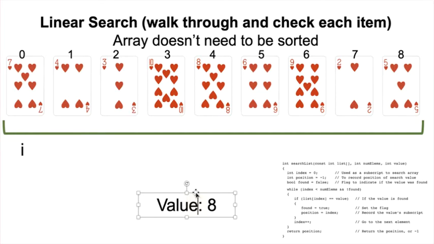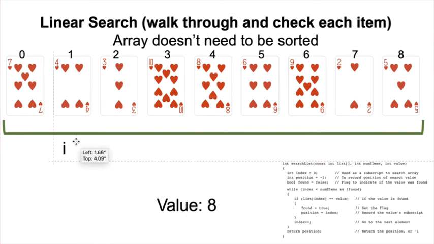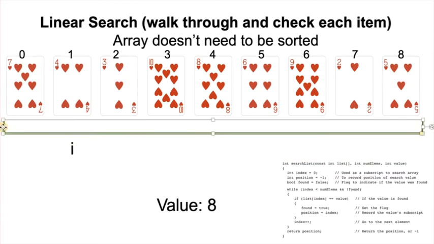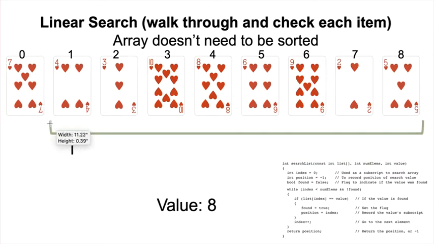All right, so let's say we're looking for 8. The algorithm starts at I, which is 0, and asks, is the value at I equal to our target value? Is 7 equal to 8? No, it is not. So I increment I to prepare for my next iteration of the loop, which shrinks the portion of the array we haven't searched yet by 1.